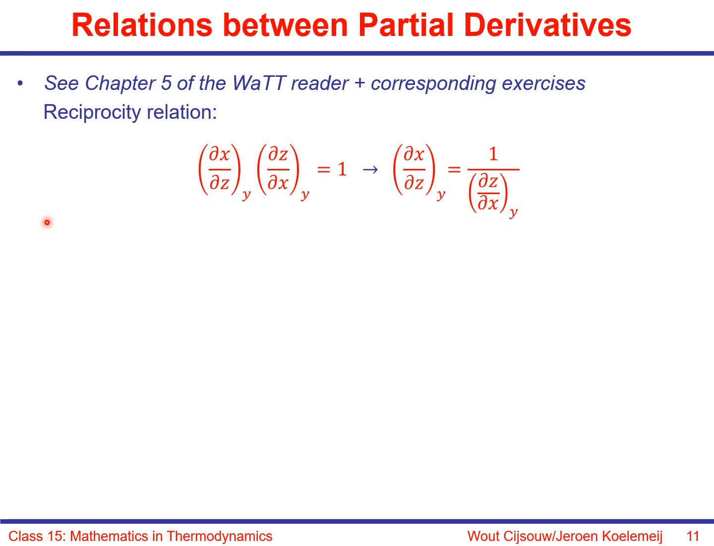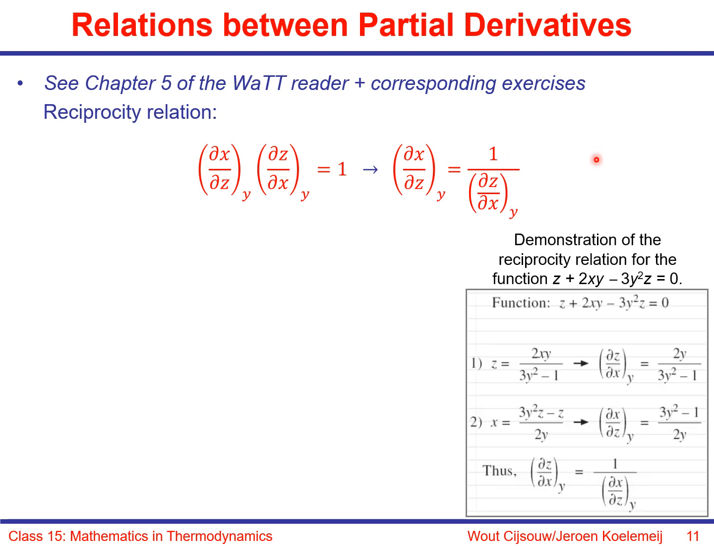One is the reciprocity relation, which basically says that if you have a partial derivative dx dz, that's the same as dz dx, or 1 over dz dx. So you can treat this as a normal ratio. In here, well, if you want, you can stop the video and have a short look where this is demonstrated with the help of some complex looking function.